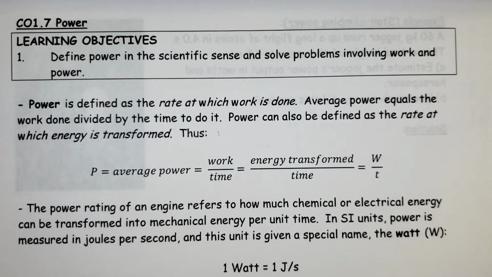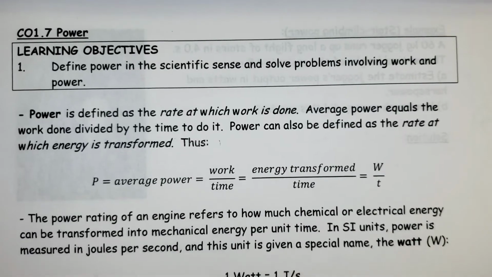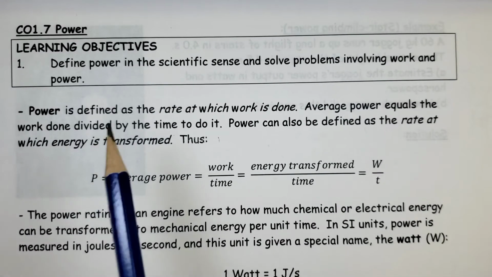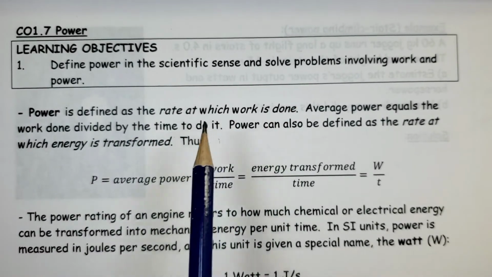Welcome back, Physics Dirty. This is the CO1.7 power section, and it's the last section of CO1, conservation. In this one, we'll define power in the scientific sense and solve word problems involving work and power.